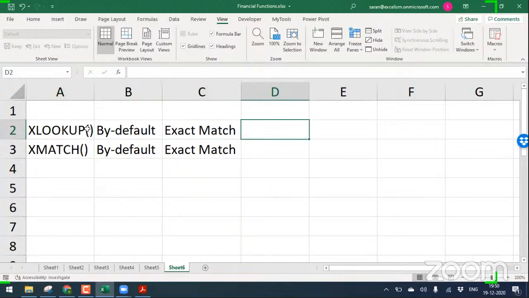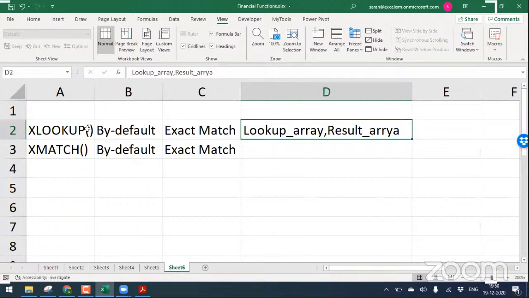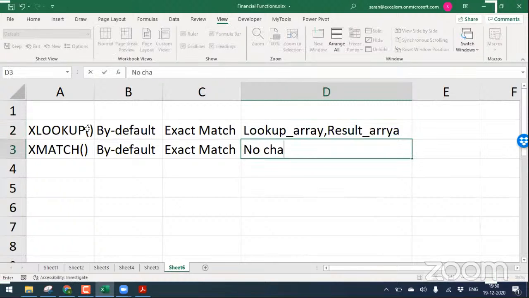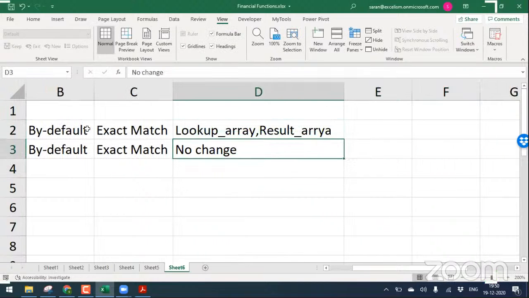Now in this case, exact match. In the case of the XLOOKUP function, earlier we used to take a table array. Now we are taking two columns: one is the lookup underscore array, then the result underscore array. Instead of taking a table, now we split the same into two columns. With respect to the lookup, there is no change, because earlier also it was one column, and now also we are taking one column.